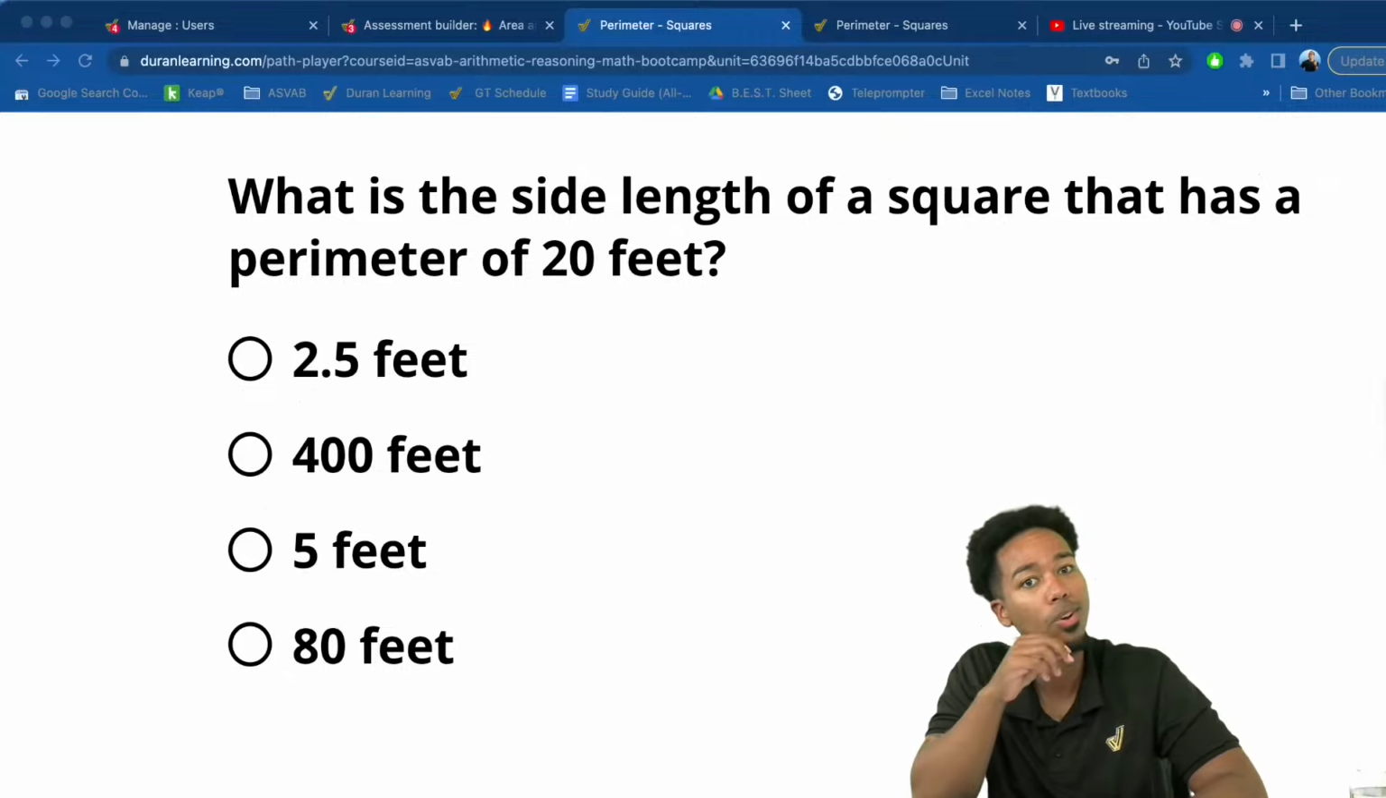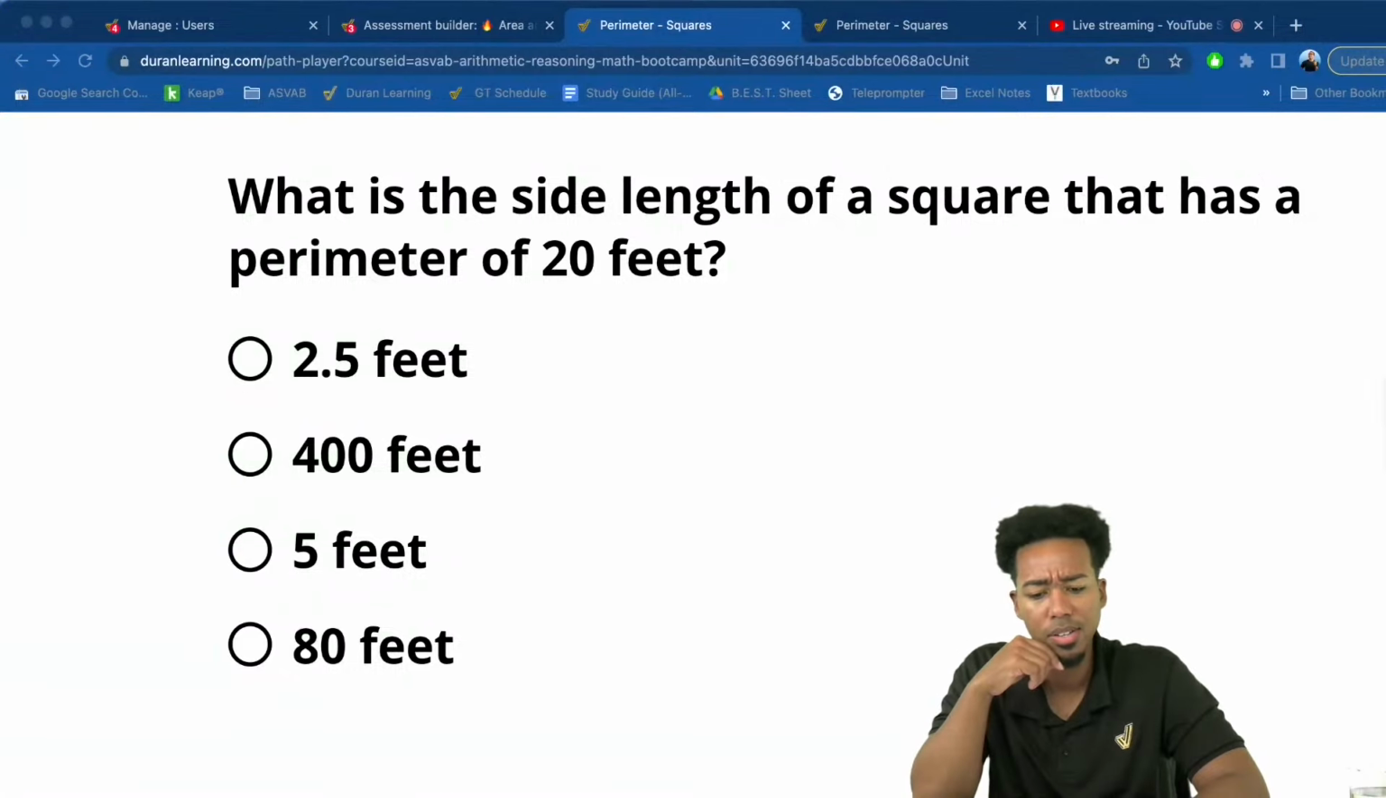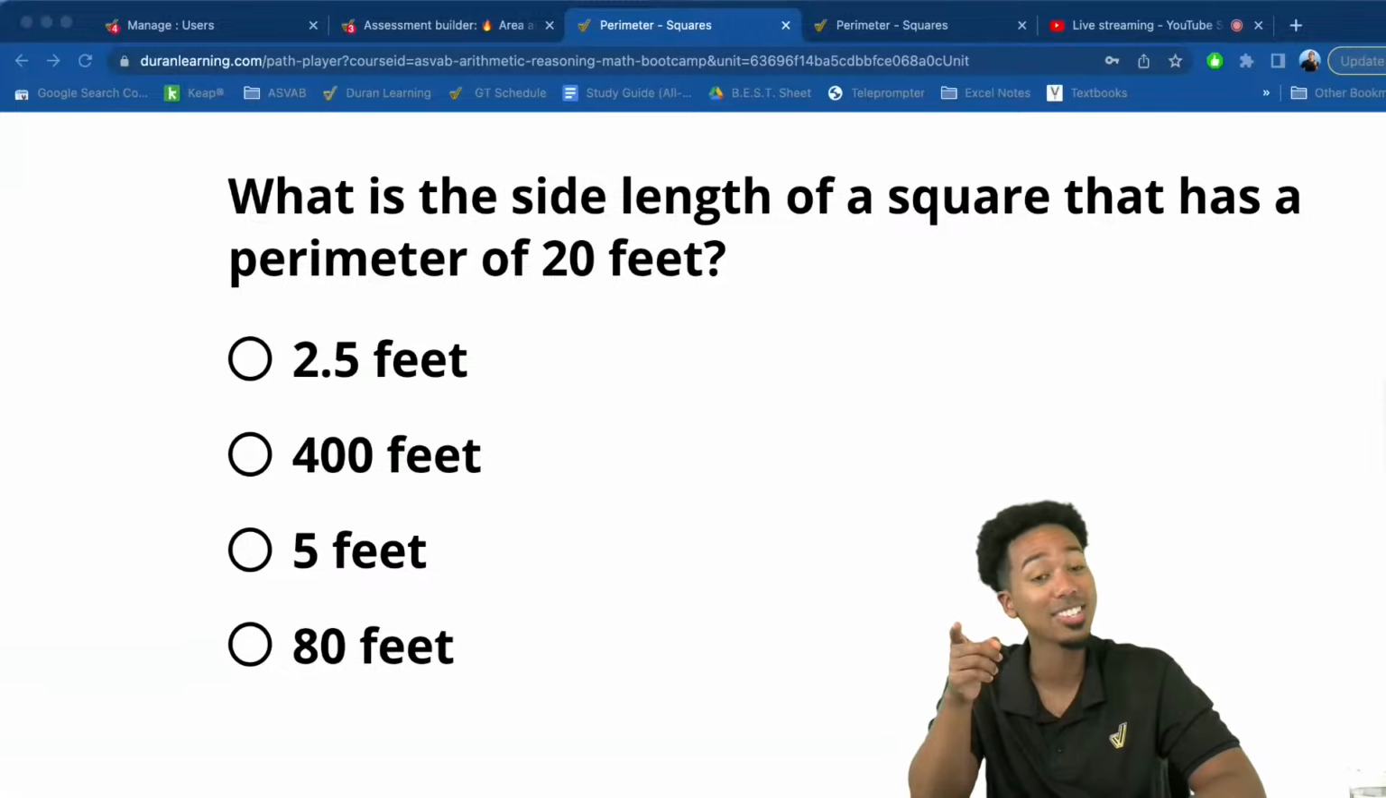Working backwards. Look at that. So if the perimeter is 20, how do you get back to the side, everybody? What are you going to get for the side? You see a lot of you guys are saying 80, right? Because you're saying, oh, yeah, times 4.